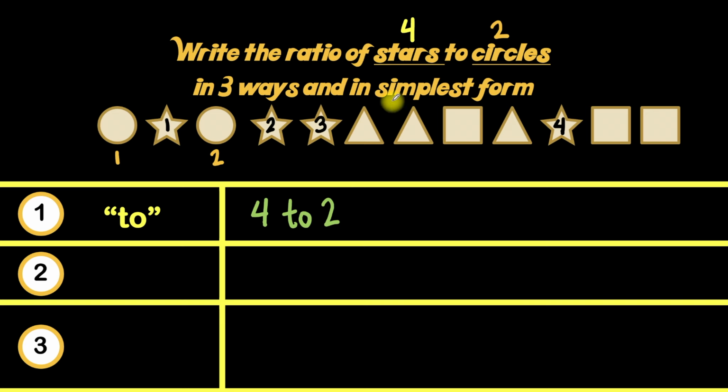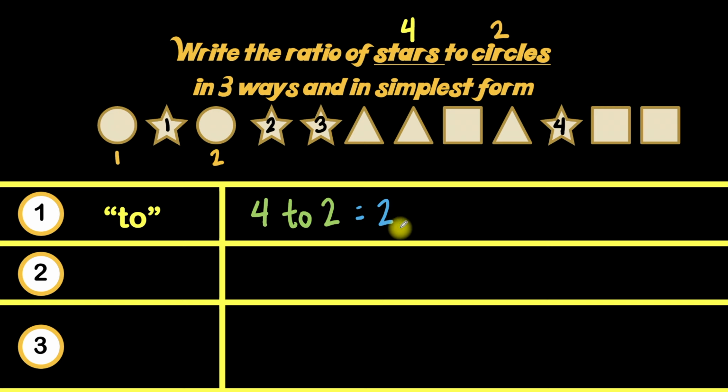But we also have to make sure that we put it in simplest form. If we're putting it in simplest form, that means we have to find some number that can divide both values in our ratio. And what's the biggest number that can divide 4 and 2? Well, that would be 2. And what's 4 divided by 2? Well, that's equal to 2.